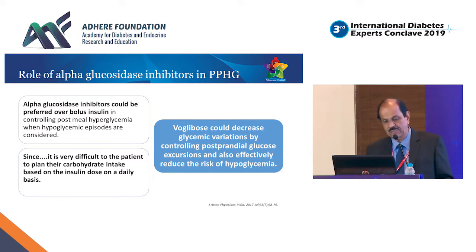And since it's difficult for the patient to plan the carbohydrate intake based on the insulin dose alone, it is very important to use this molecule, and voglibose could decrease glycemic variability by controlling the prandial sugar, and there is no risk of hypoglycemia that you get with short-acting insulins in these patients.